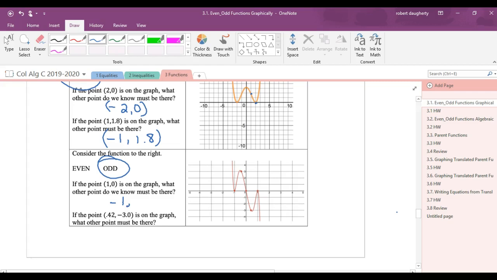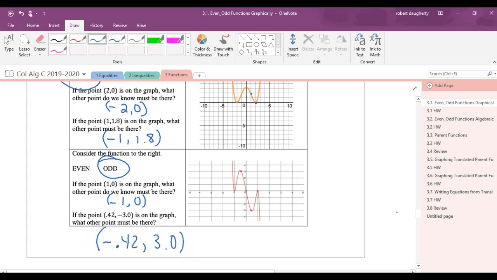Yeah, there is no opposite. Plus, so negative 1, 0 has to be on this graph. If positive 0.42 and negative 3, so 0.42, negative 3 is on this graph, what other number has to be there? Negative 0.42, positive 3, okay? Remember, even means same, odd means opposite.